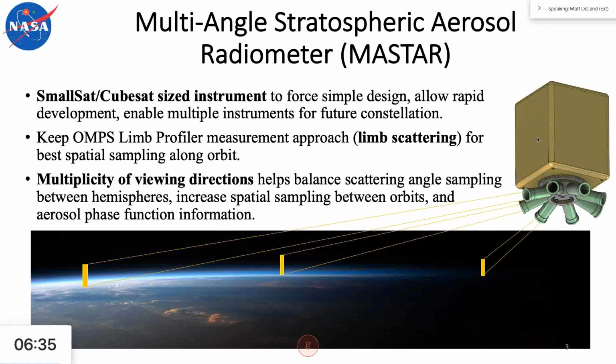Instead of viewing in one direction, we actually have 8 different viewing directions of the atmosphere. This helps deal with a sensitivity issue that OMPS limb has because the aerosols respond very strongly to the different scattering angles that you're viewing at, and so you have the difference in sensitivity between northern and southern hemispheres. The extra viewing apertures also give us more spatial sampling, including between orbits, and give us a way to help understand the phase function and the size distribution of the aerosols themselves.